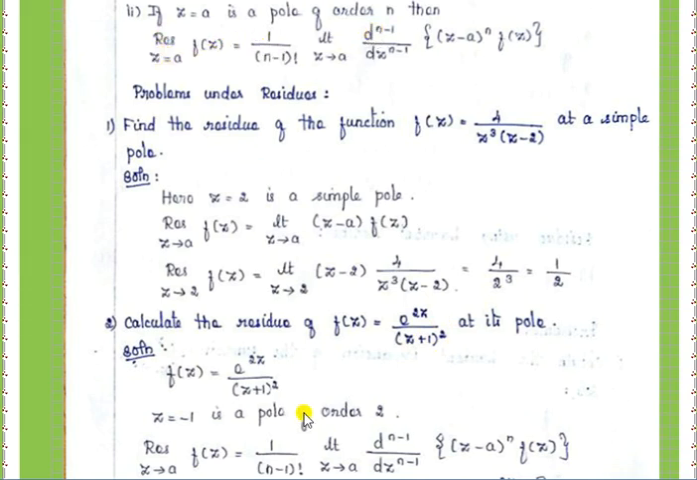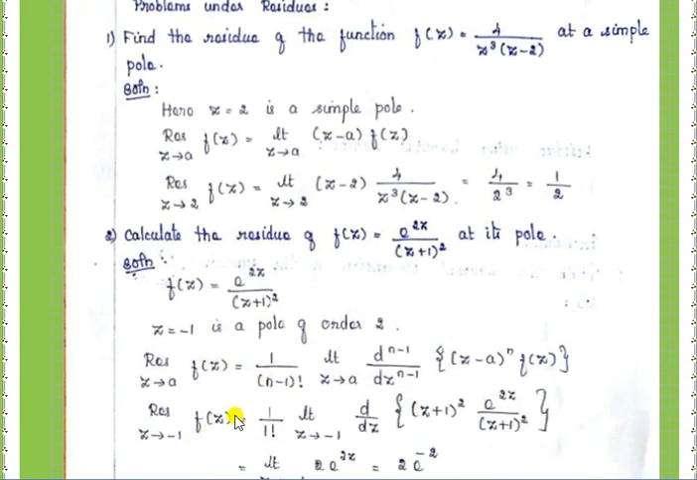Residue at z tends to a of f of z equal to 1 by (n minus 1) factorial limit z tends to a d power n minus 1 by d z power n minus 1 of (z minus a) whole power n into f of z. Here we must know what a and n are. n is the order, that is 2. Say z equal to a is the pole. The pole is at minus 1. So z equal to minus 1 is a pole of order 2.